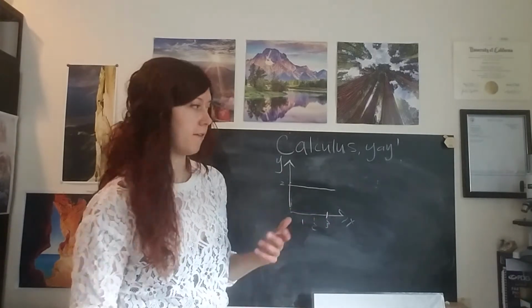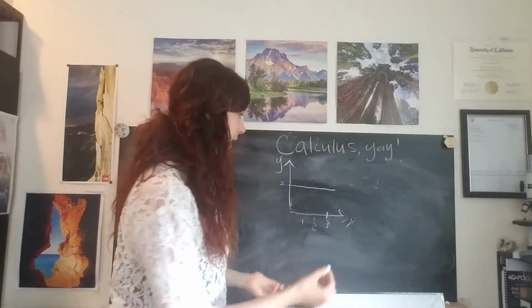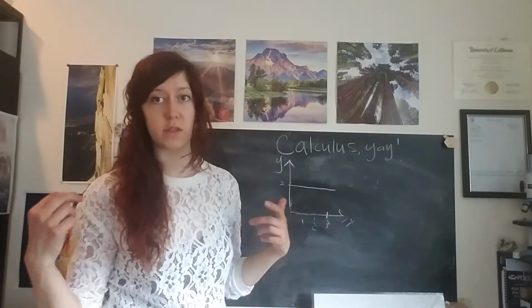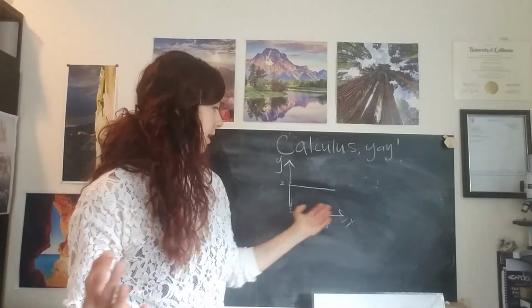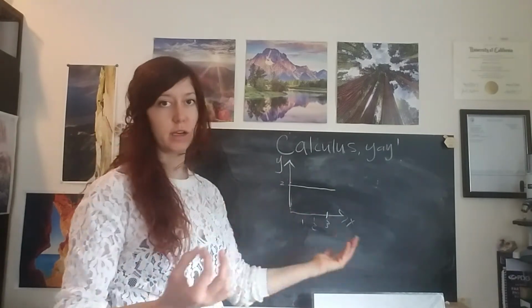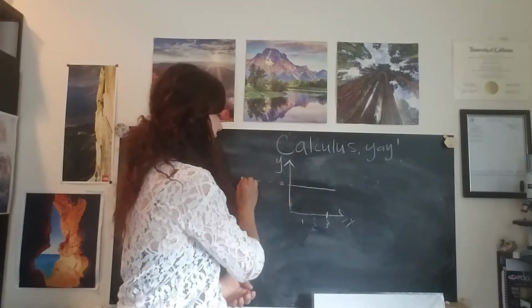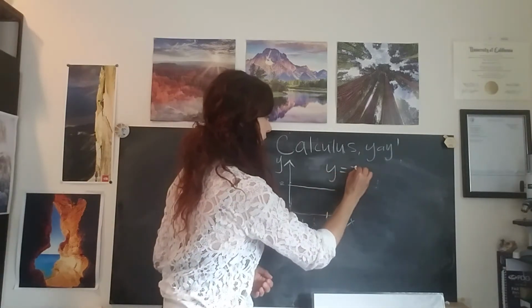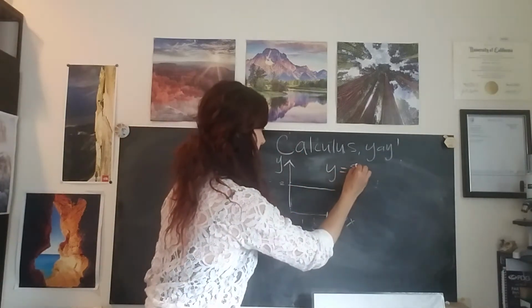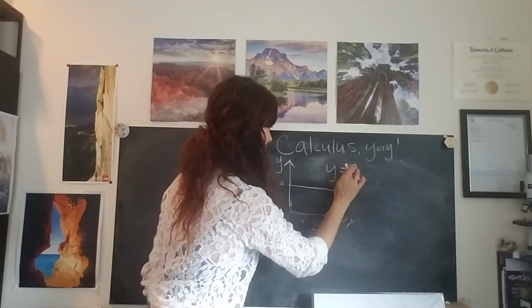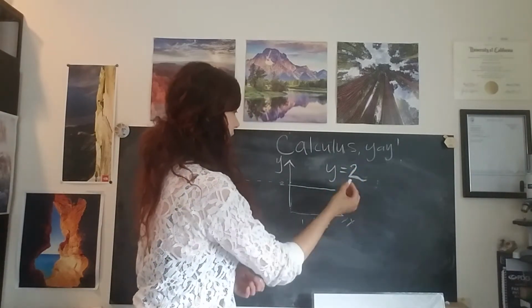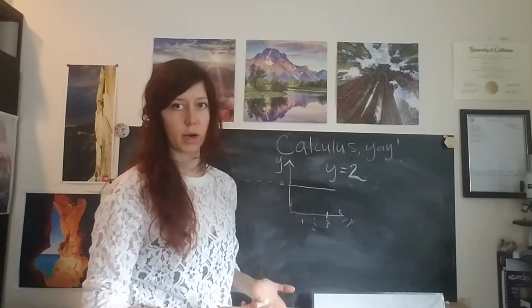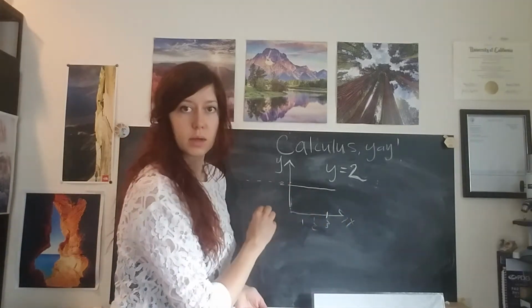So in this case, my function is just a line. So what does that mean? Well, for all values of x, every value from negative infinity to infinity, if we wanted to do that, for all values of x, y equals 2. Whoops, that looks like a z. Y equals 2.